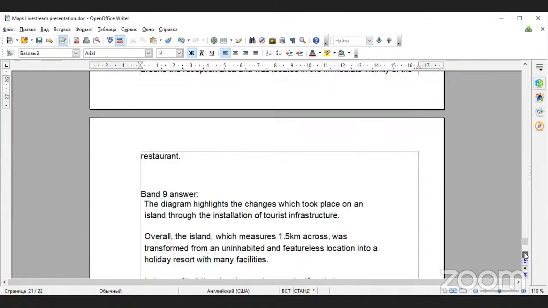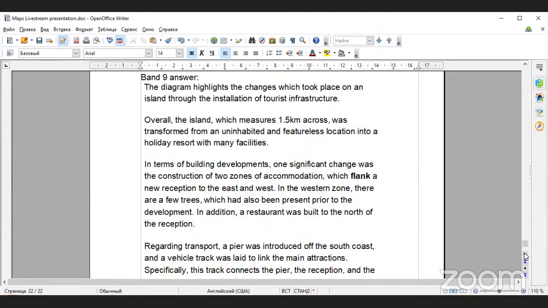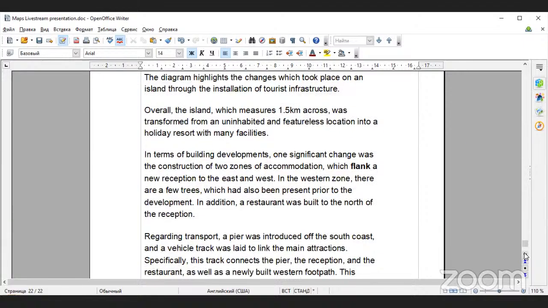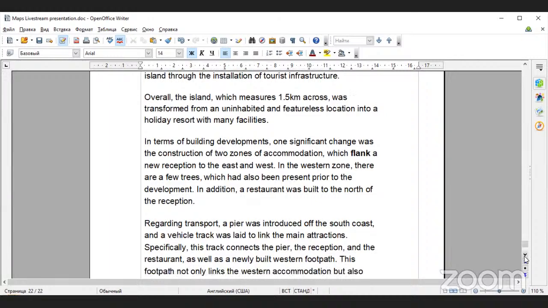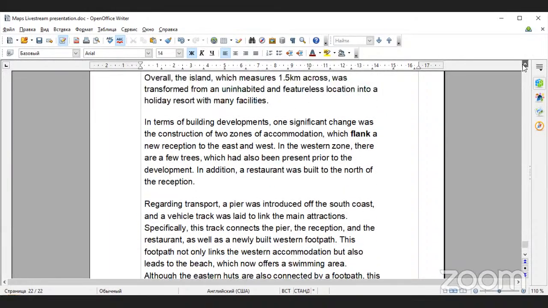Okay, and you can also find a band 9 answer written by a native speaker and an IELTS expert. So yeah, you can just pause the video at the end and have a look at this map description.